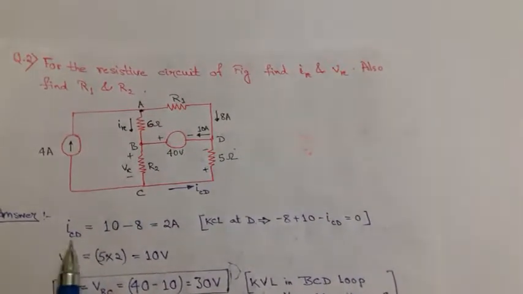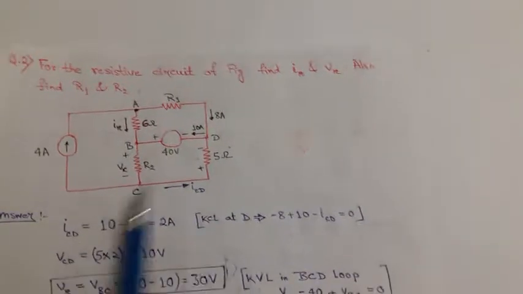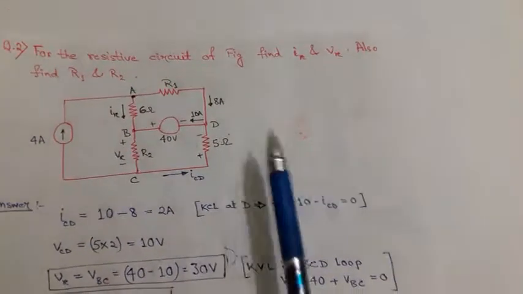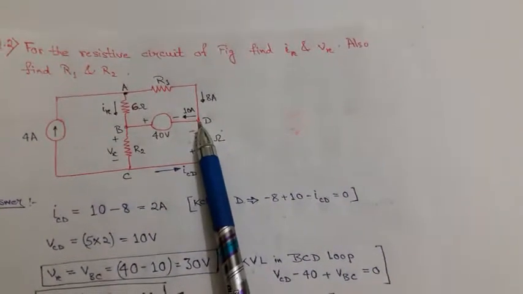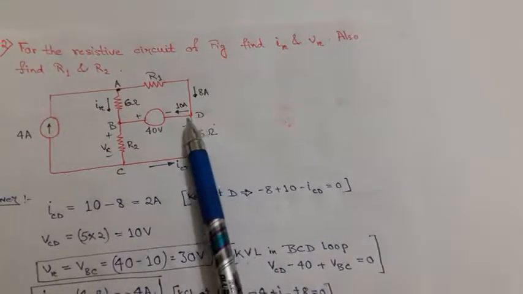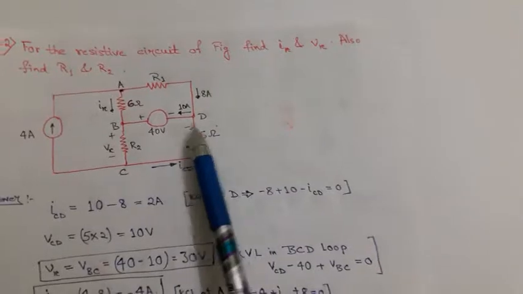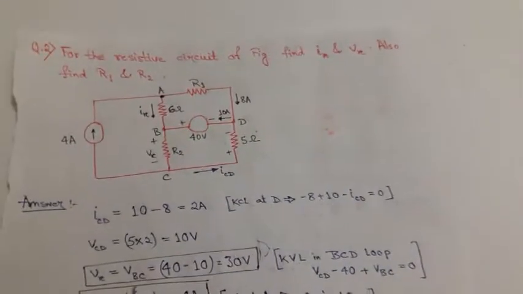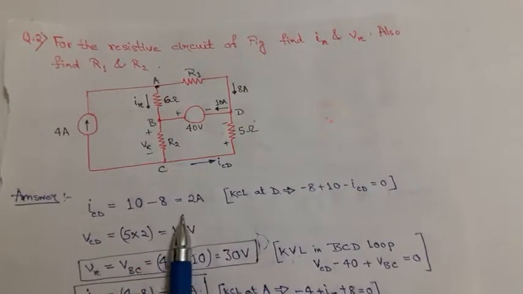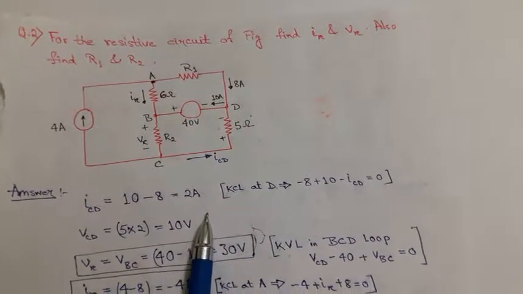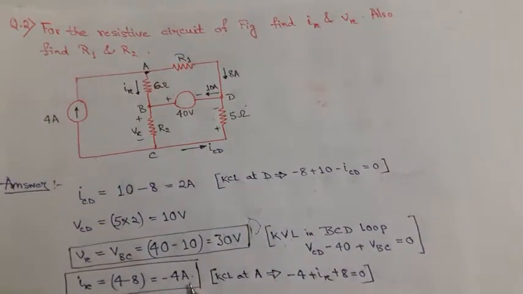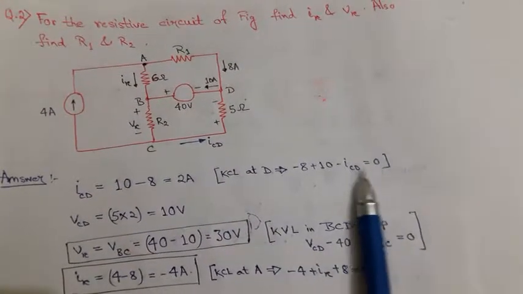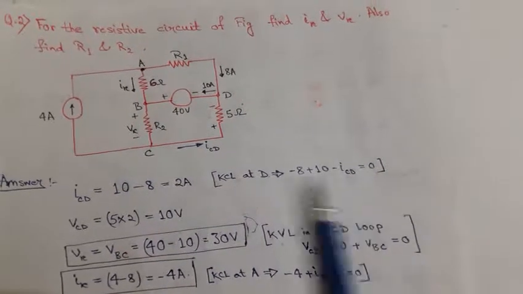Now, first see ICD. ICD means this current. I am going to find this current by applying KCL at D, that is at this point. You can see that 8 ampere of current is entering and 10 ampere current is leaving. So the remaining amount will be the ICD. So ICD is equal to 10 minus 8, that is equal to 2 ampere. So current is entering here. From the KCL, minus 8 plus 10 minus ICD is equal to 0, so ICD is equal to 2 ampere.